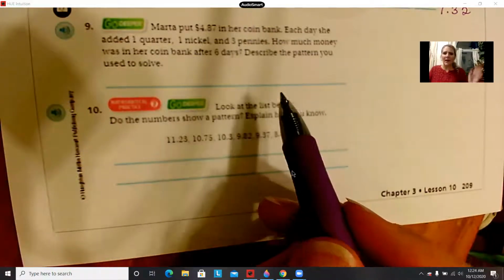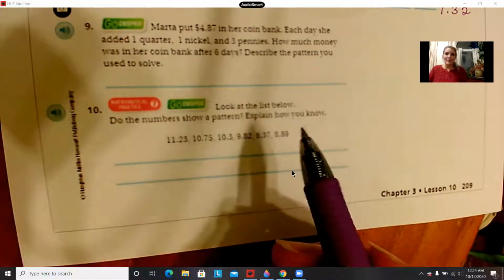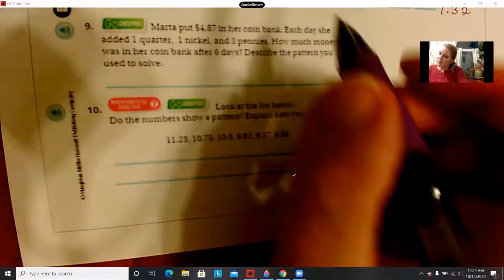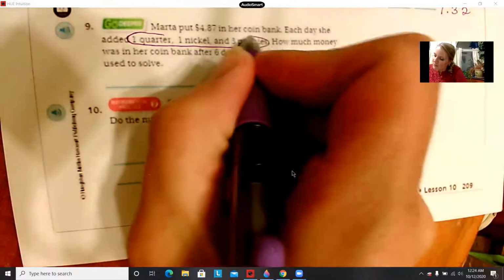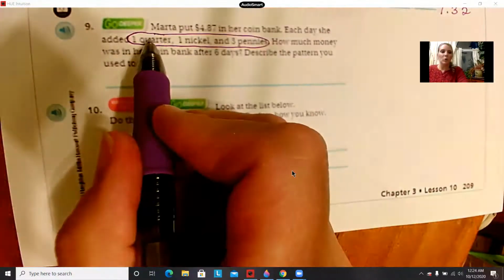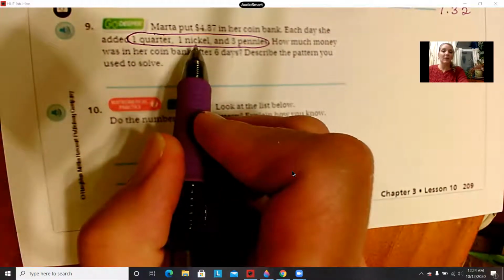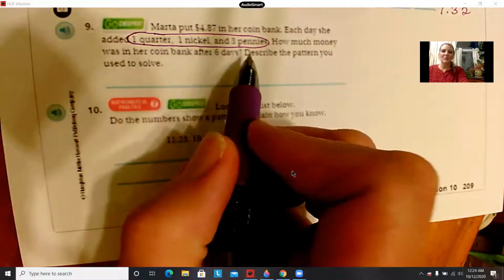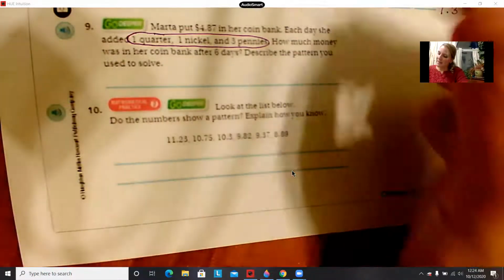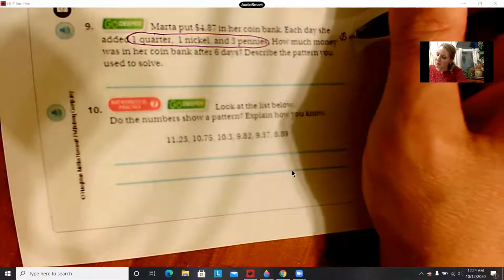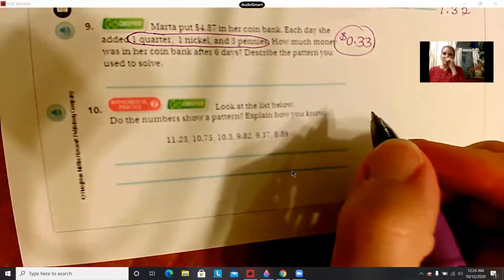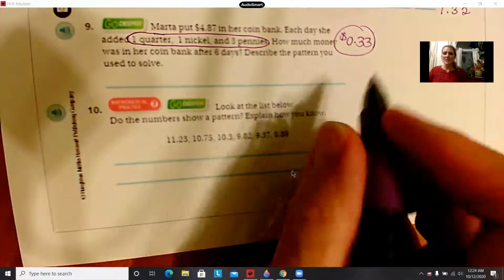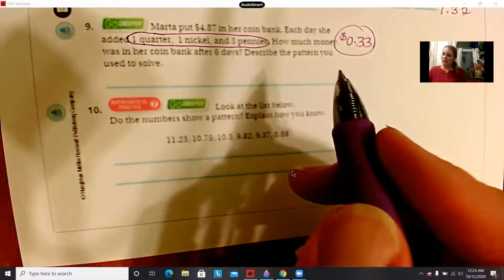If we write down the pattern, I don't need you to describe it for me because I'll see it right in front of us. So let's look here. Every day she adds 1 quarter, 1 nickel, and 3 pennies. So I know a quarter is 25, plus 5 more, 30, plus 3 more pennies is 33 cents. We're going to write that as dollars and cents, just 33 cents. Okay, she's going to add that to her coin bank each day.